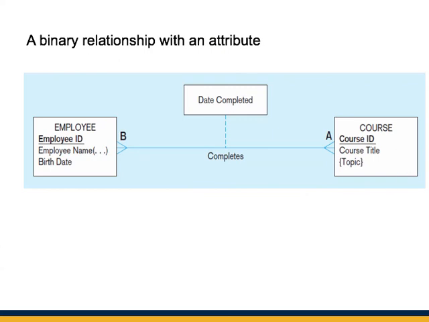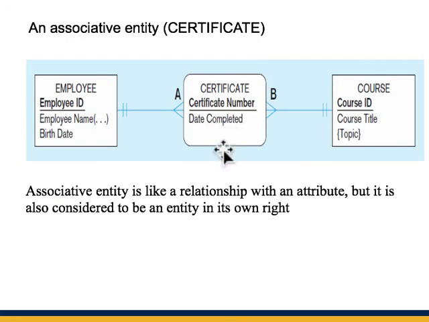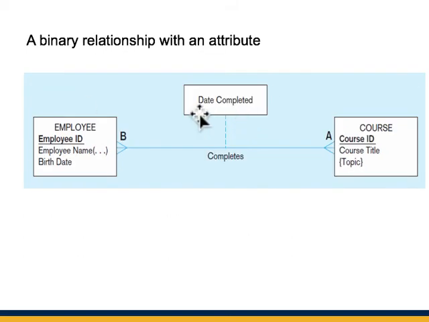Example. Let's read this. What does it say? It says an employee, or multiple employees, can complete multiple courses, and each course can have a date completed. So either you can form it like this, or if this date completed has multiple attributes, something like this. It has a date completed, it has its own certificate number. Each certificate can be identified by this identifier, and then there is an additional attribute. Then instead of making it a relationship with two attributes, make it an associative entity.